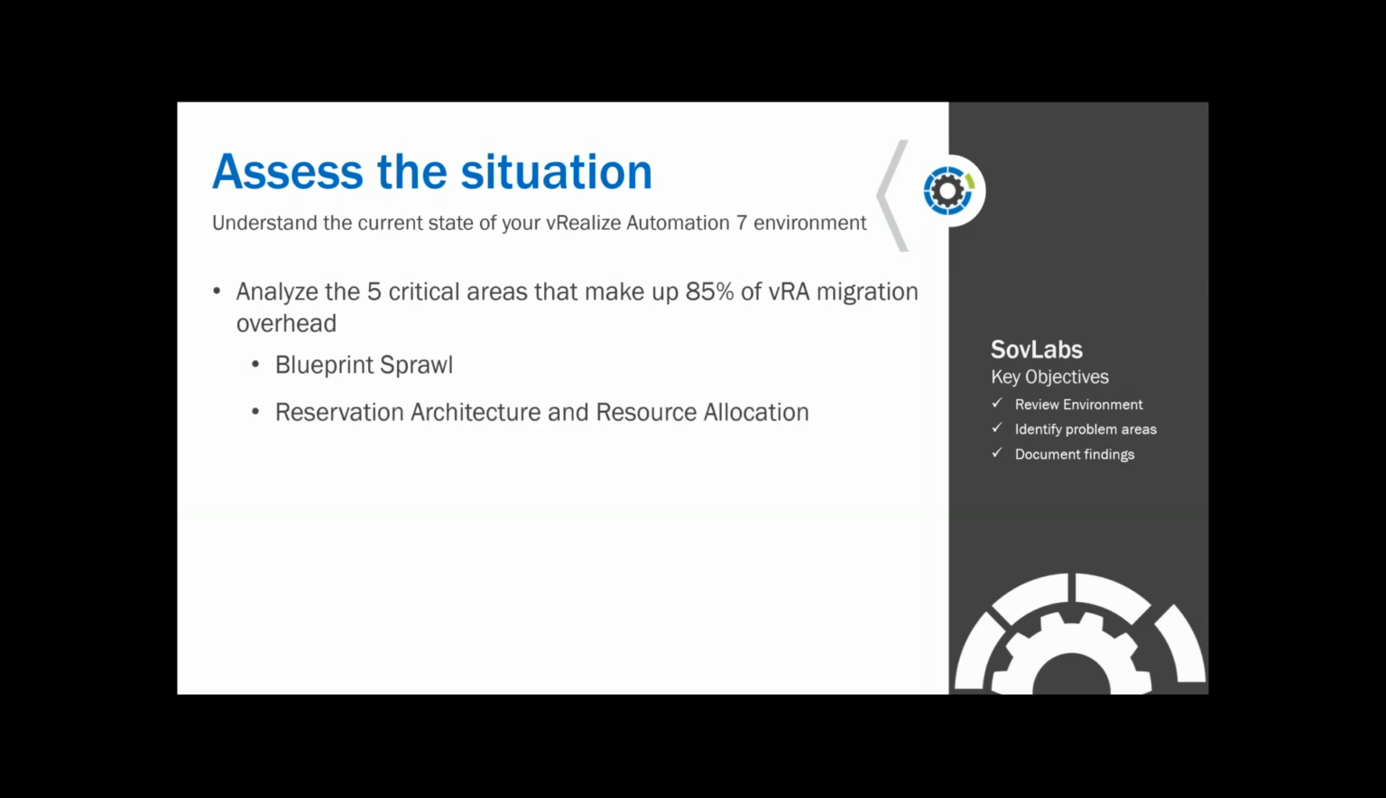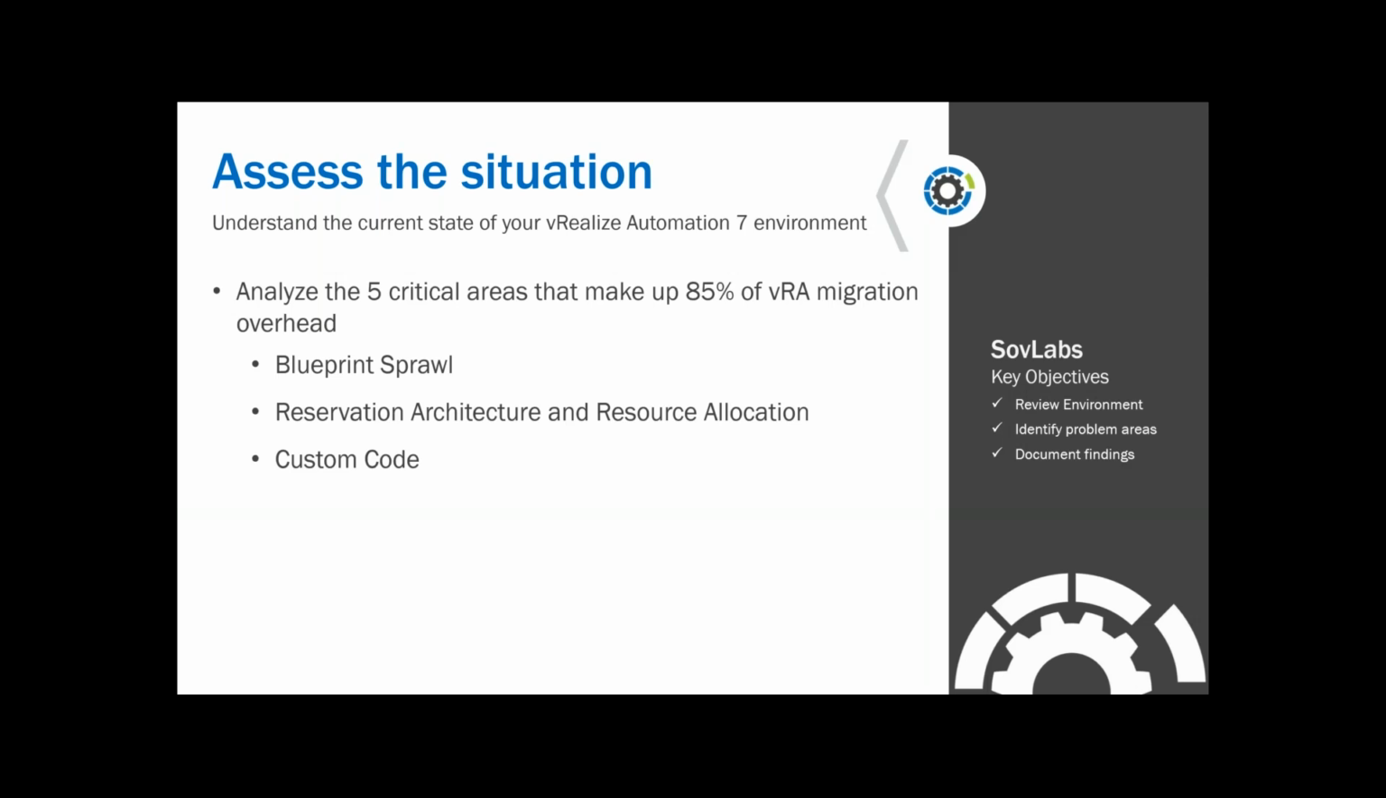The second one is the reservation architecture and resource allocation. There's a big change coming from 7 to 8, where reservations don't exist in 8, right? In vRA 7, we had more of an allocation-based consumption model. When we go to 8, we're looking at more of a consumption-based model rather than allocation-based. So there's a pretty big difference there.